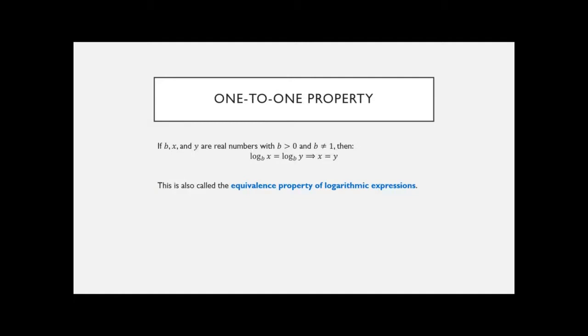So the one-to-one property says that if you've got b, x, and y, and these are all real numbers, so b is the base of the log, that has to be greater than 0 and not equal to 1. If you've got two logs that are equal to each other with the same base, then the insides are equal. Our textbook calls this the equivalence property of logarithmic expressions, but other textbooks call it the one-to-one property. So I'm going to start by solving logarithmic equations using this property so you can get a handle on that, and then we'll move on to using the other property.